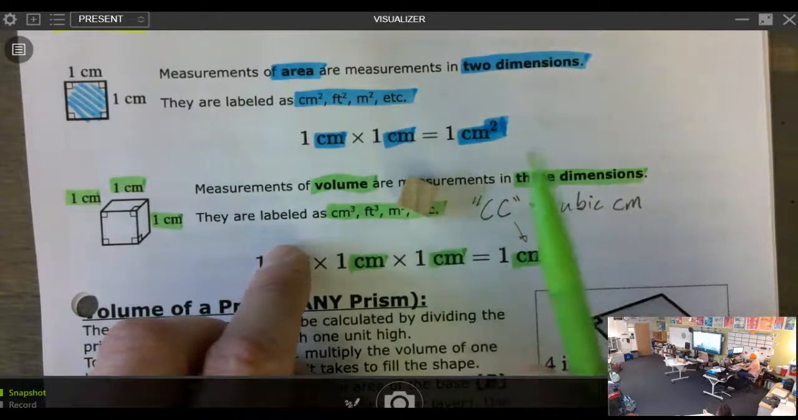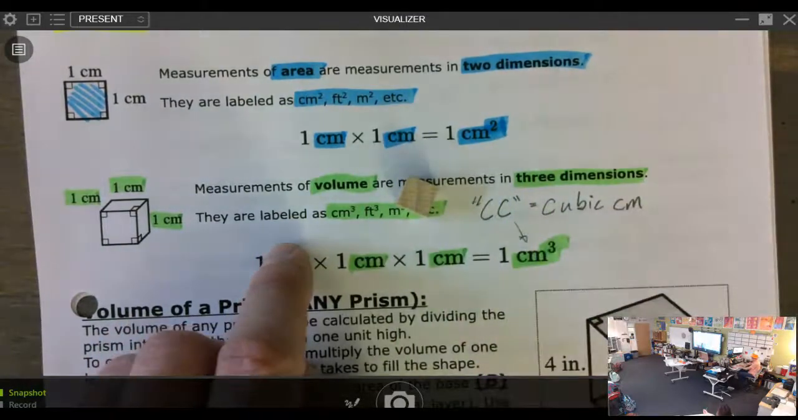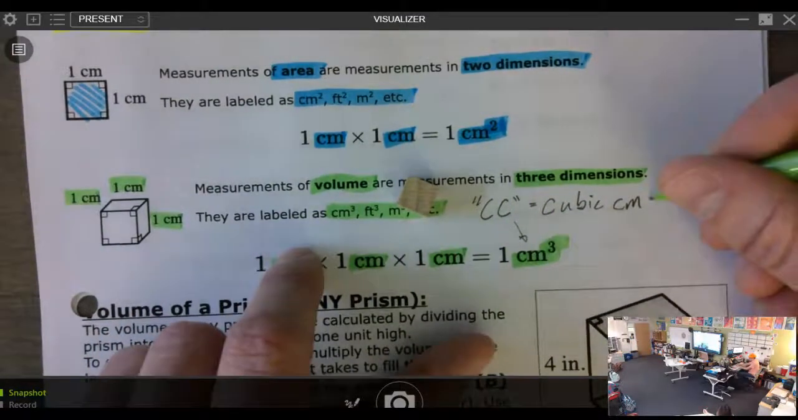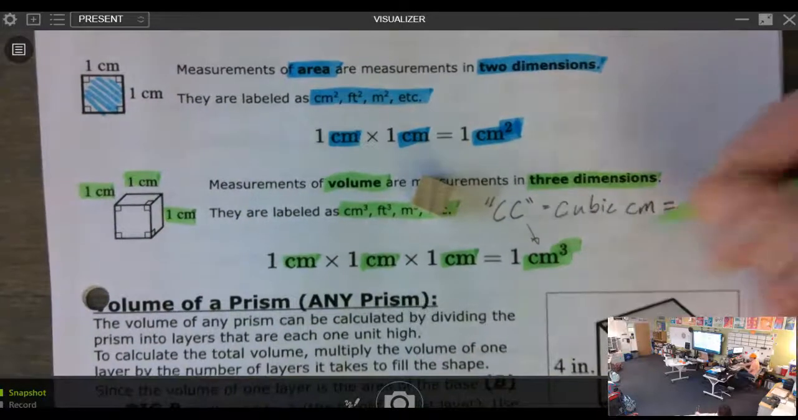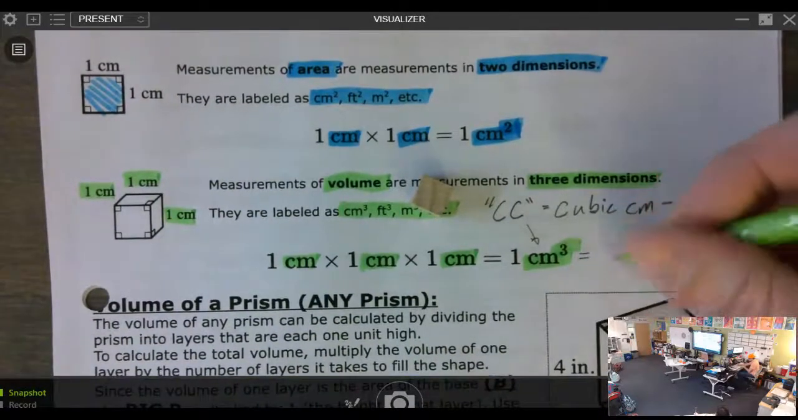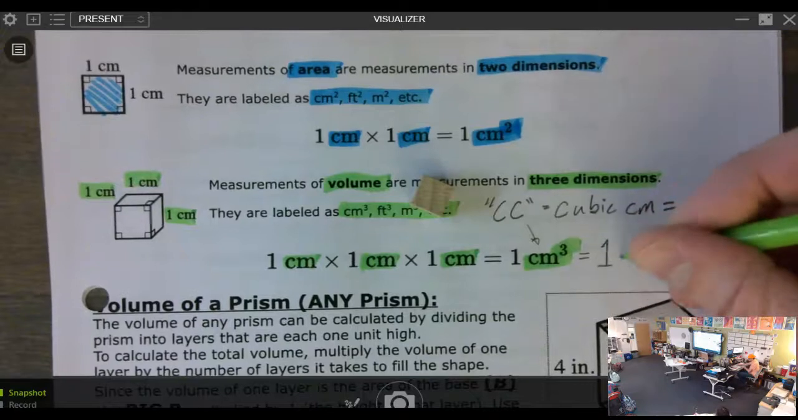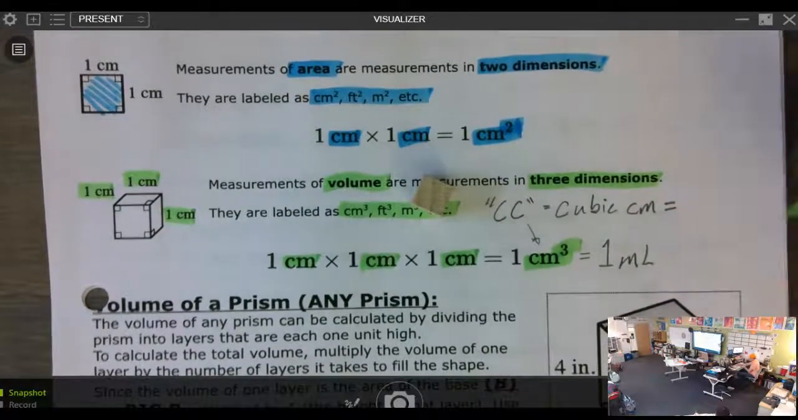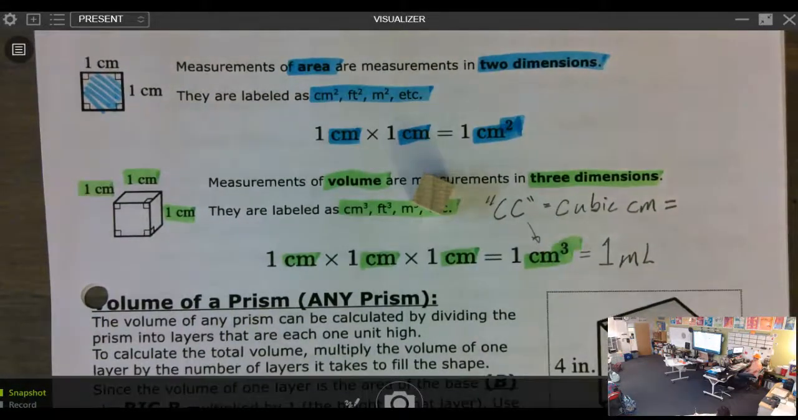Now, here's the crazy thing. I was way too old when I learned this, so this is why I teach you guys some extra stuff. 1 centimeter cubed is also equal to 1 milliliter. That's where milliliters come from. A milliliter is a centimeter cubed.